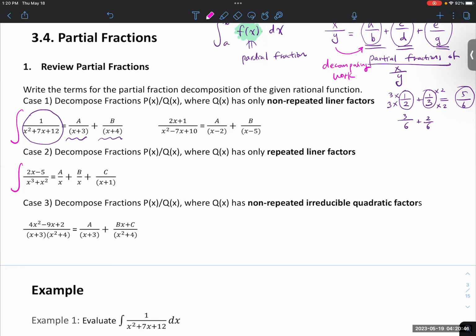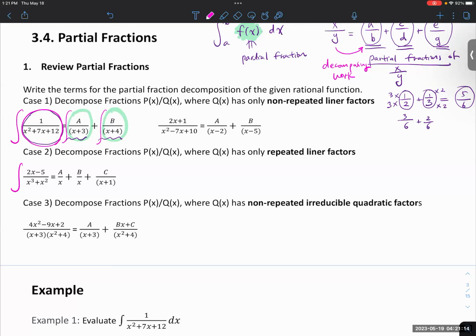So the idea is you're going to find the partial fractions of this complicated fraction. These are your partial fractions. There could be 2, it could be more than 3. Once you find the partial fractions, then take the integral of the partial fractions. Maybe it's going to be better to solve the problem. So we call 3.4 partial fractions integral.